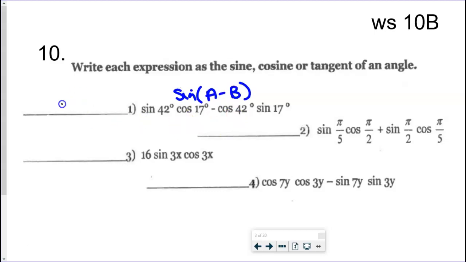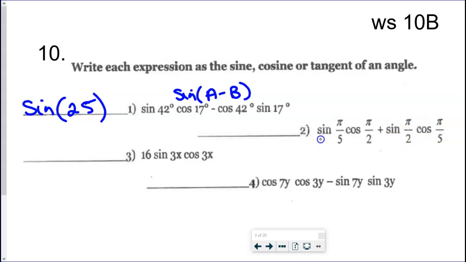So that comes out to, I gotta be able to subtract here, guys. 42 minus 17 is 25 degrees, I believe. And that is nothing off the unit circle that I could evaluate. So I'm done. The next question, I see a sine, cosine plus sine, cosine, which is, remember, cumulative property.